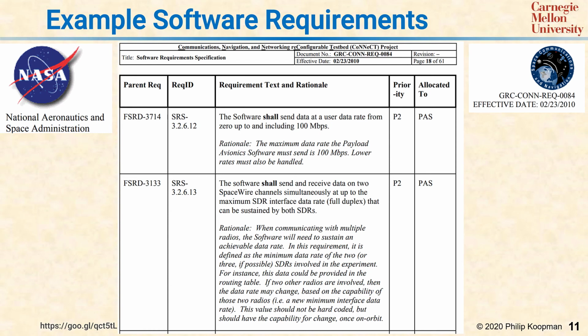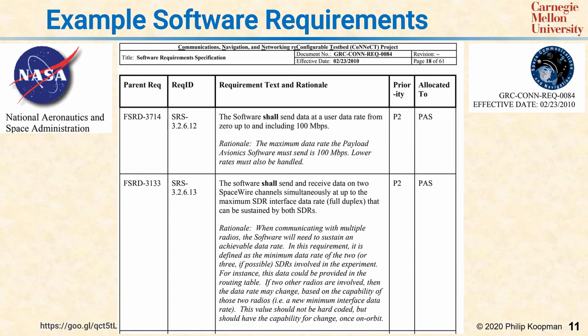Here are some example requirements from a NASA requirements document. Going across the columns from left to right, we can see there's a parent requirement, which is going to be a product requirement. And that product requirement results in one or more software requirements, the rec ID. In this case, the top row is SRS, Software Requirements Specification 3.2.6.12. That means there's a lot of requirements here.